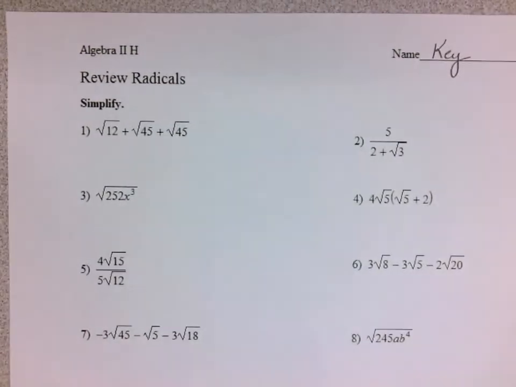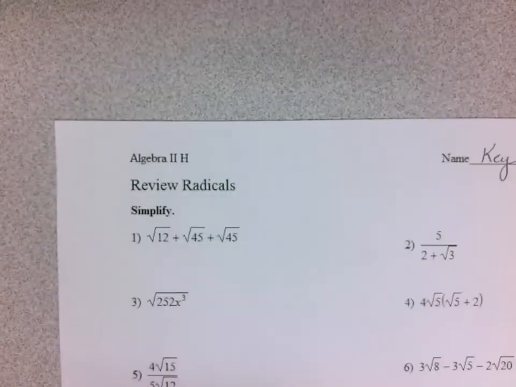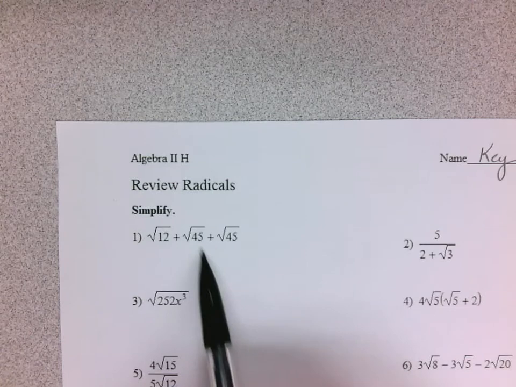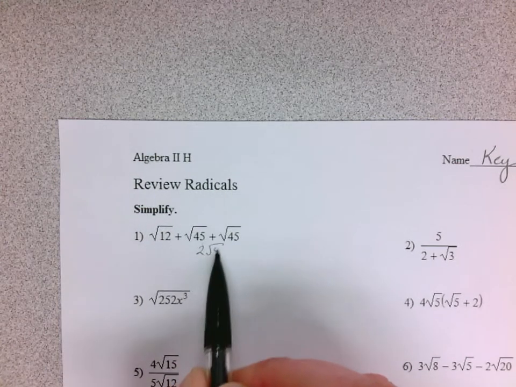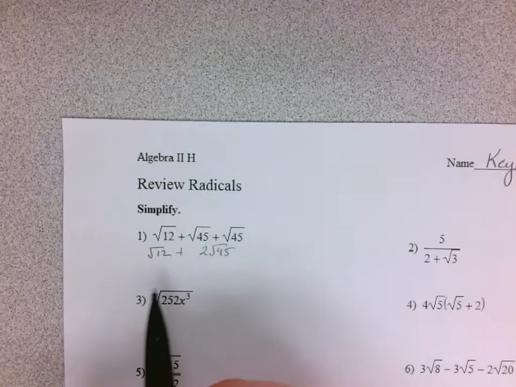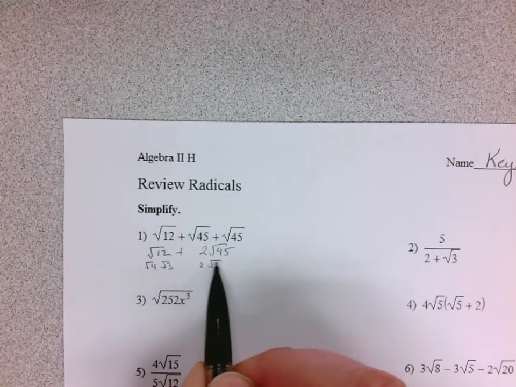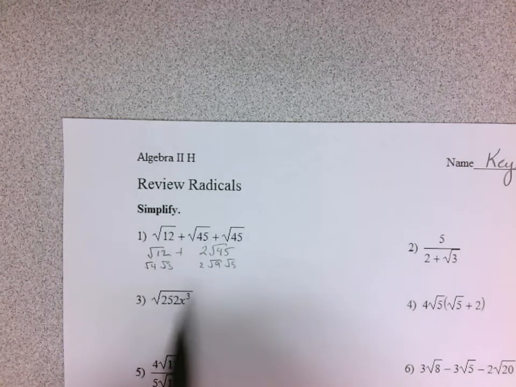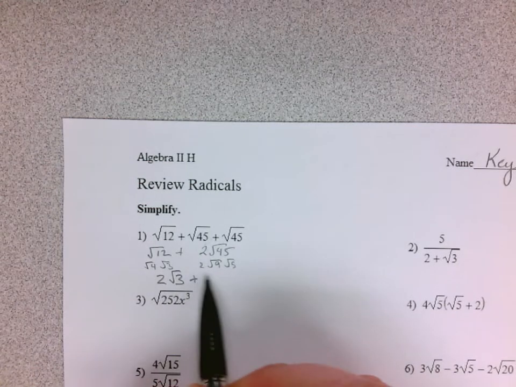Here we go. Three radicals. You can only combine radicals that are the same, that have the same radicand underneath here. So I do have 2 radical 45 plus radical 12, and then I need to simplify. So this is 4 and 3, 9 and 5, taking out perfect squares. So I have 2 radical 3 plus 2 times 3, 6 radical 5.